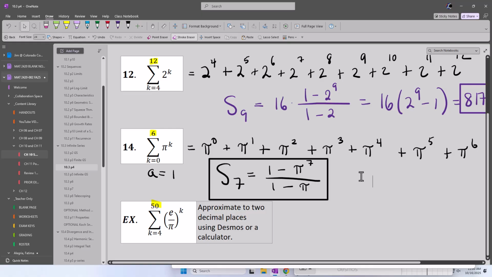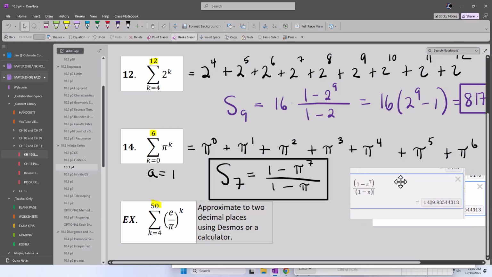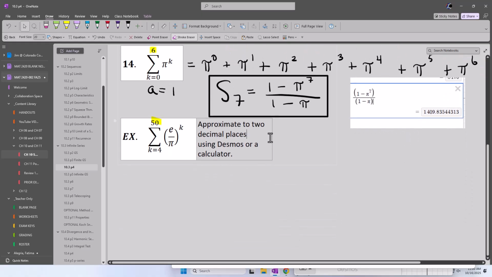Yeah, but we only are going to do that if we're asked to. Your default should always be to find exact answers. That should be your default.